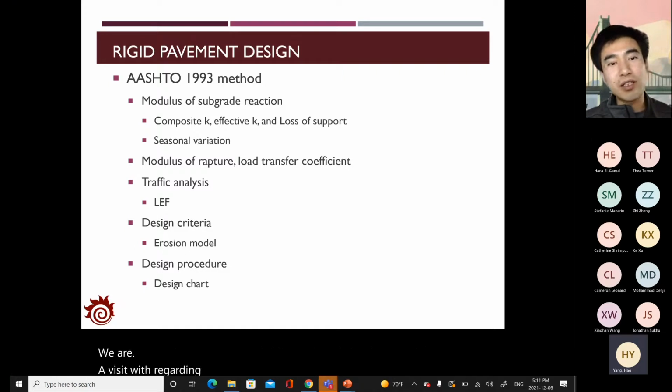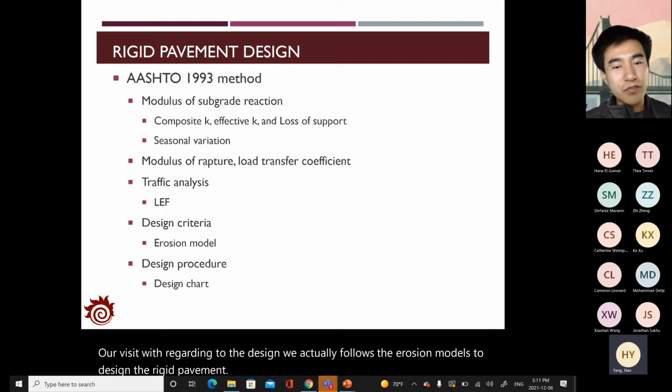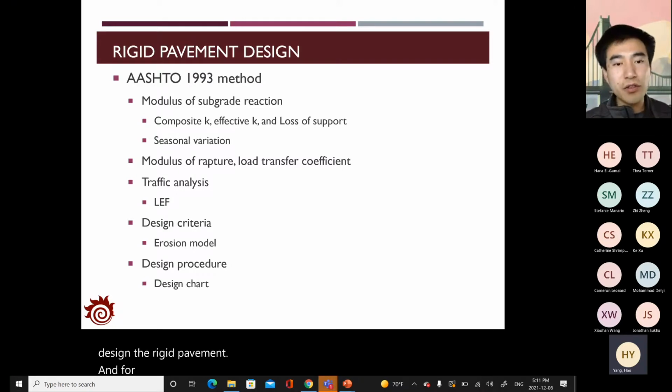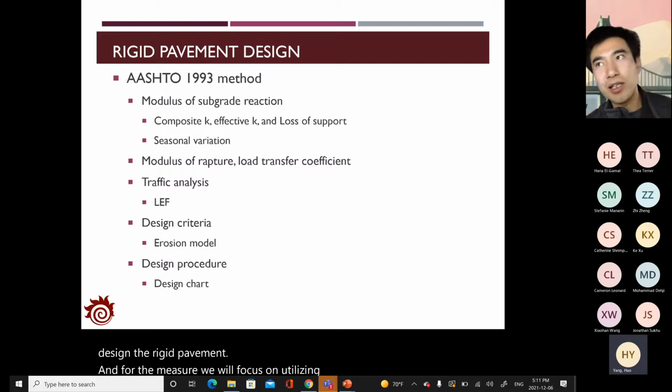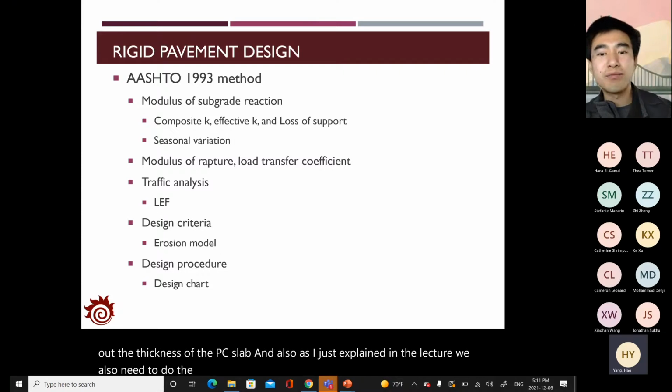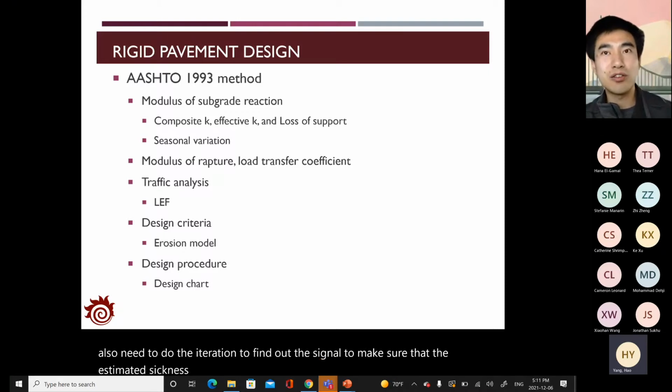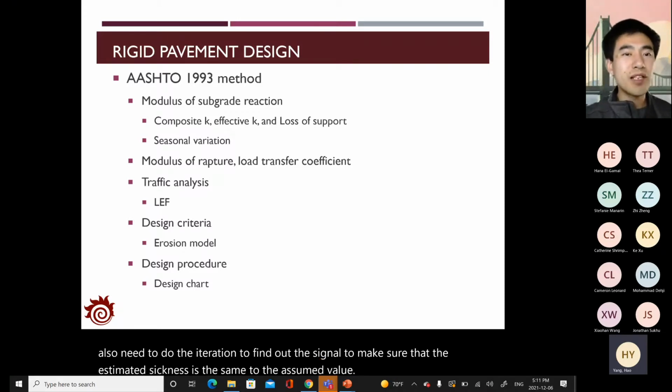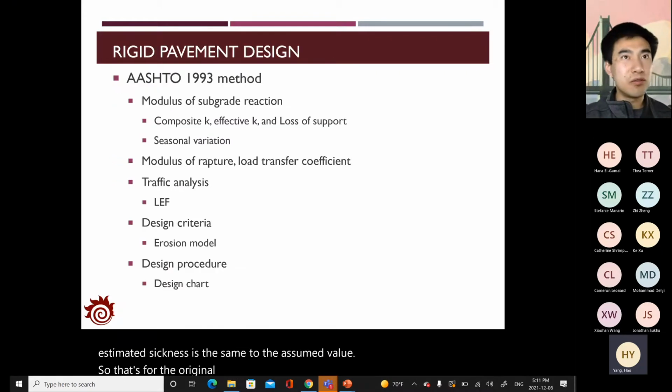Regarding the design, we actually follow the erosion models to design the rigid pavement. And for the AASHTO method, we will focus on utilizing the nomograph to find the thickness of the PCC slab. And also, as I just explained in the lecture, we need to do the iteration to find the thickness, to make sure that the estimated thickness is the same as the assumed value. So that's for the rigid pavement design, which will conclude all the topics after the midterm exam.